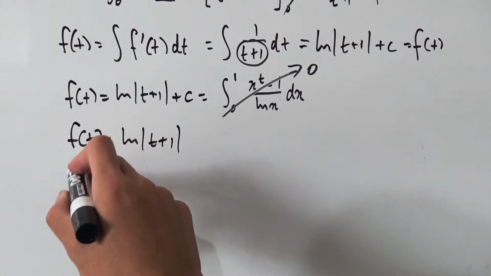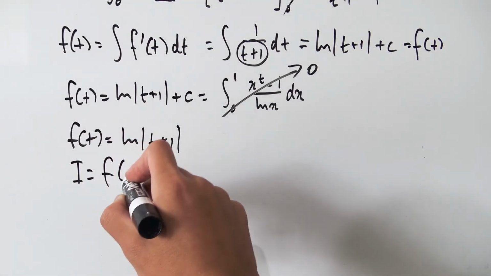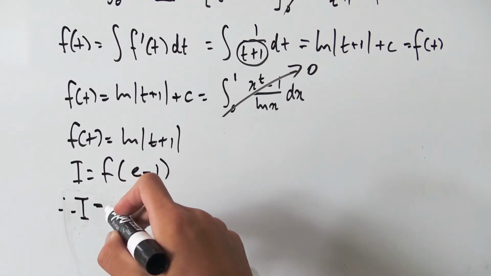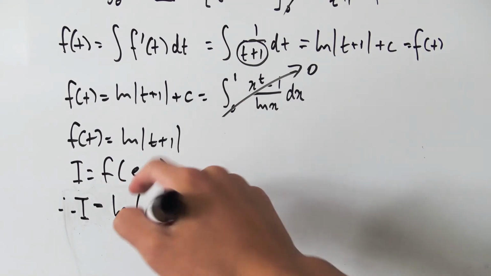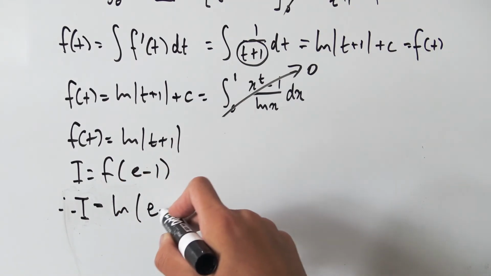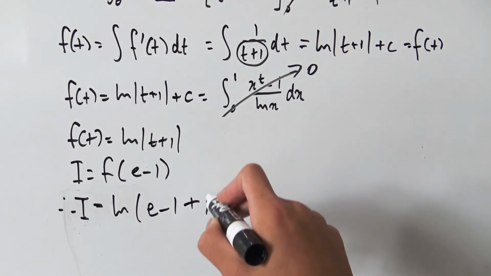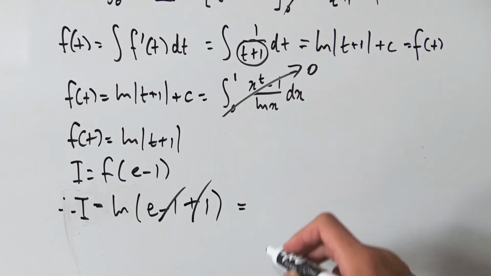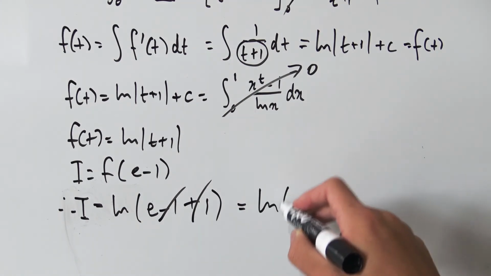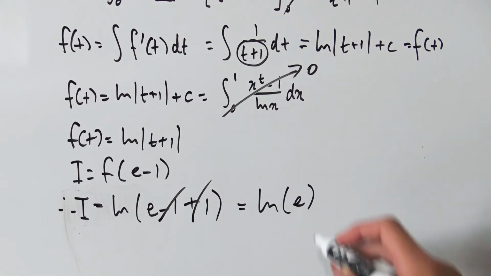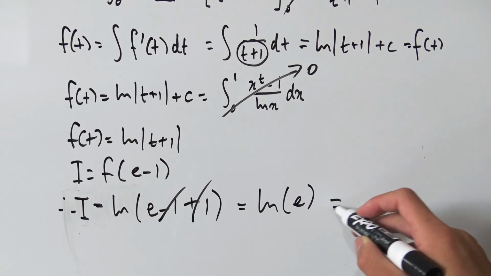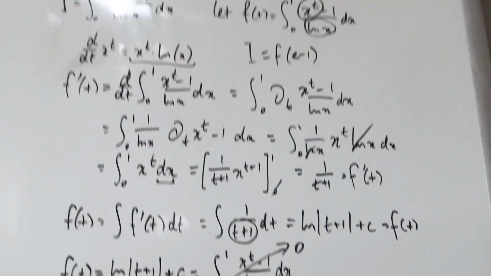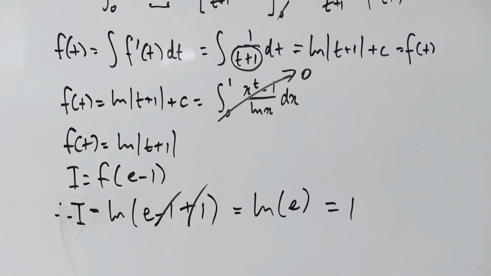So since our I is equal to f evaluated at e minus 1, therefore our I is equal to the natural log, and t, we're replacing that with e minus 1, and then plus 1, negative 1 and 1 will cancel, and what we end up with is natural log of e, but the natural log of e is nothing but 1. So our final result for our integral is just 1.